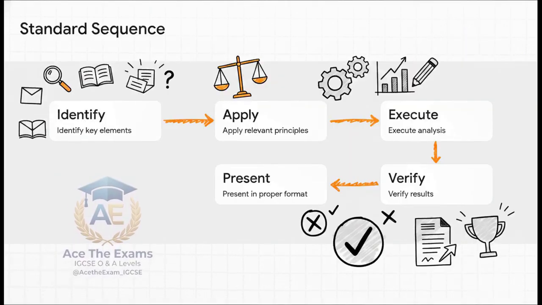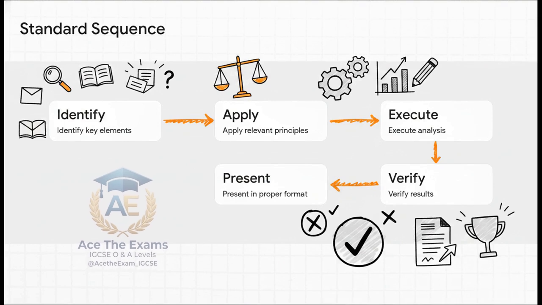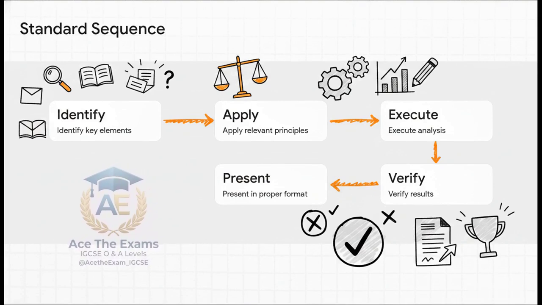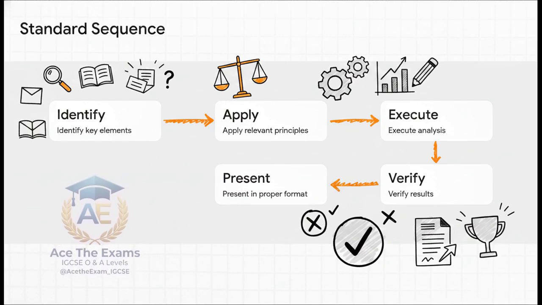So to systematically secure those method marks we just talked about, top-performing students strictly follow this exact standardized sequence. Step 1, you identify the key elements from the provided text and tables. Step 2, apply the relevant accounting principles. Step 3, execute your analysis with very clear, visible working. Step 4, verify your results.